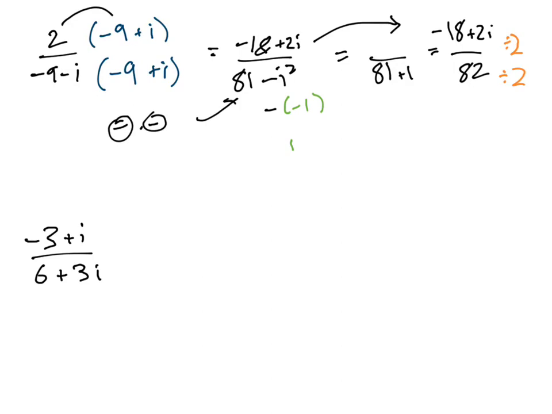So let's divide by 2 in the numerator and denominator, and we'll get negative 9 plus i all over 41.